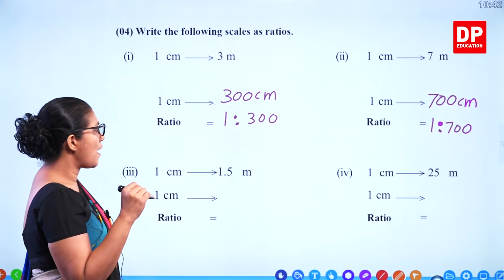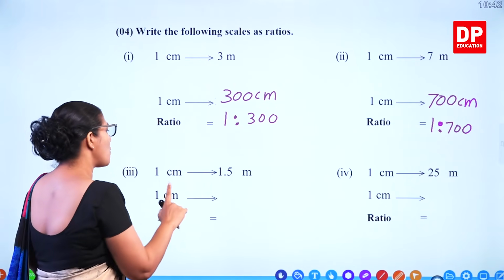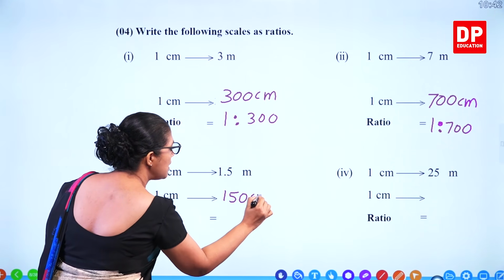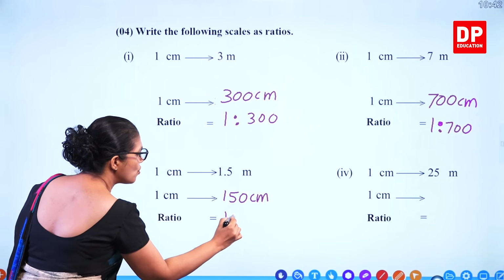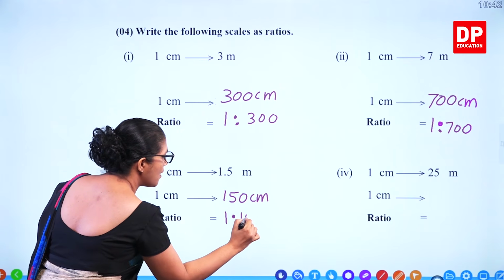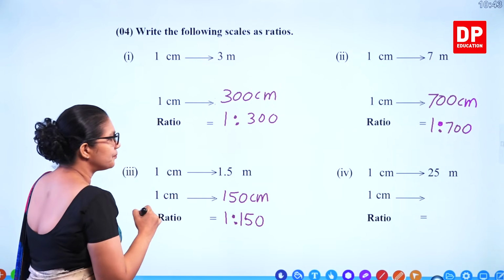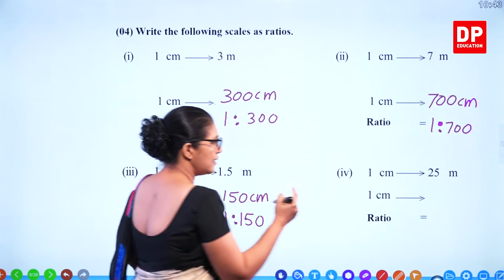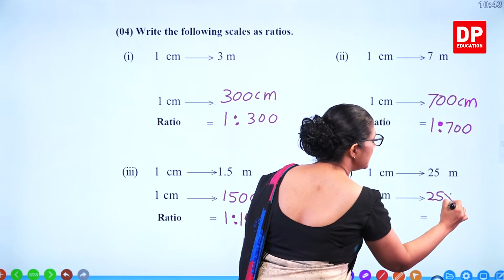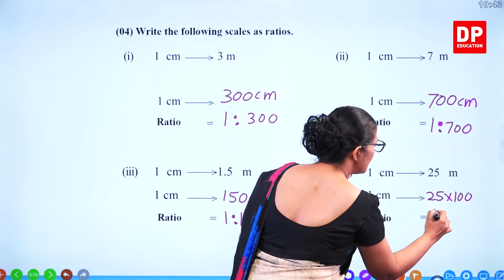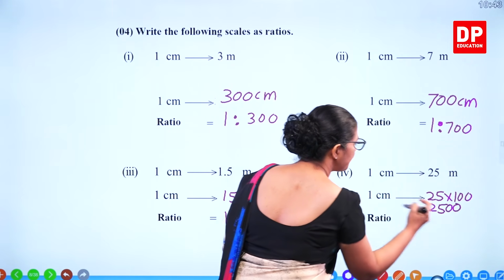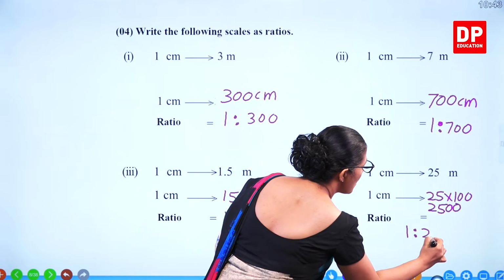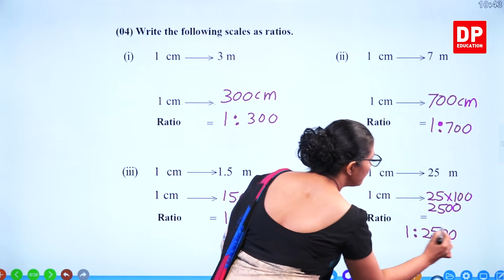This one, 1.5 meters is 1 centimeter. So multiply by 100, you get 150 centimeters. So this is 1 to 150. 1 centimeter represents 25 meters. So 25 times 100, 2500. So what's the ratio? 1 to 2500.